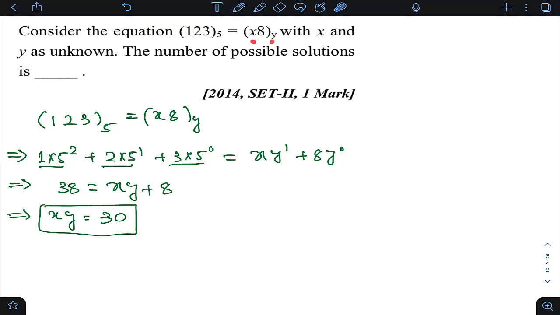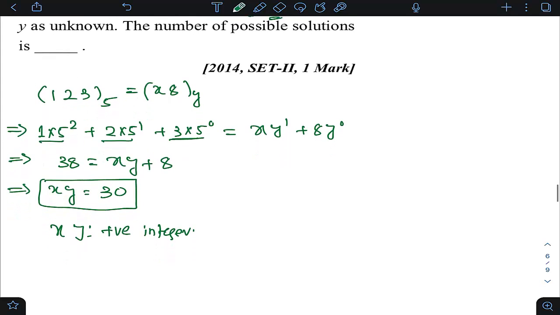Because x and y are positive integers. Why? Because y is used as a base and x is used as a digit, so it is also a positive integer. So we need to check what combinations give a product of 30. What are the combinations of positive integers whose product is 30? So let me make a table, x here and y here.